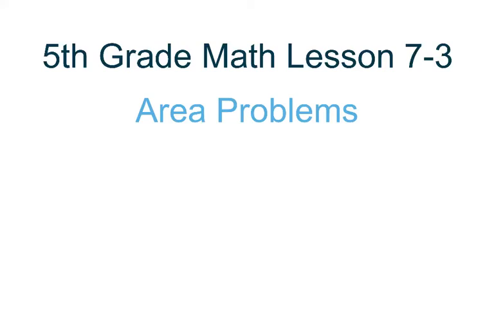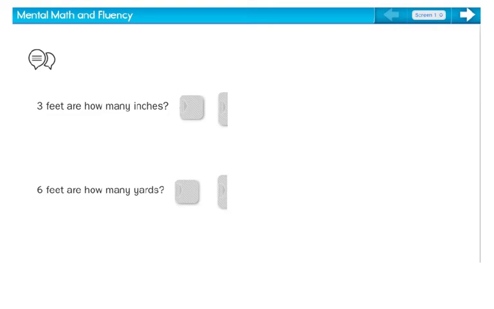Hey, fifth graders, we are moving on to lesson 7-3. Go ahead and grab your whiteboard marker, and have that journal nearby as well. We are talking about area problems today, and of course, we're going to throw some fractions in there. So let's go ahead and number 1 and 2 on your whiteboard.